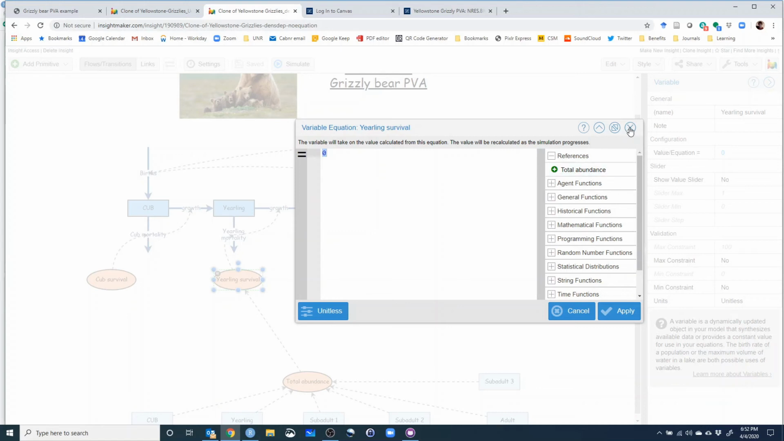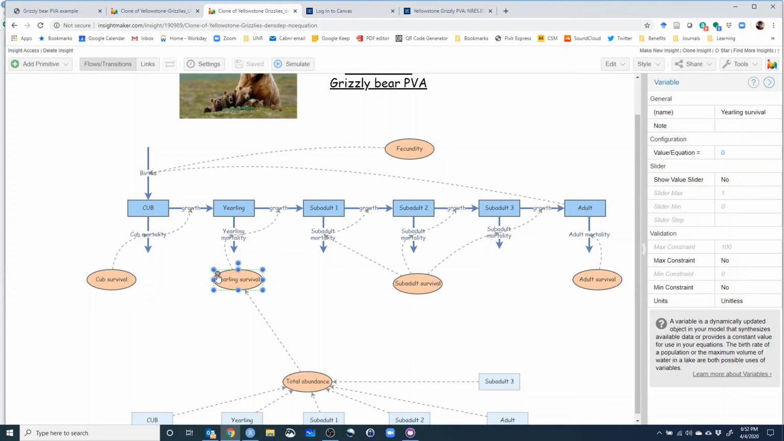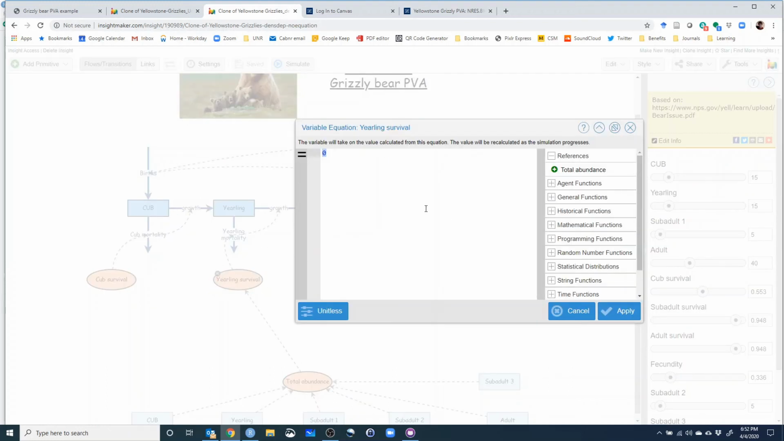So we can enter that equation just by clicking the equation editor, which is that equals sign. When you move your cursor over that yearling survival, you see that equals sign. Just click on that to open up the equation editor. And now we can type in the following equation. This is the equation that relates yearling survival to total abundance. It's going to be 0.864, that's the intercept, minus 0.0047 times total abundance. And we can just click on total abundance to complete this equation.